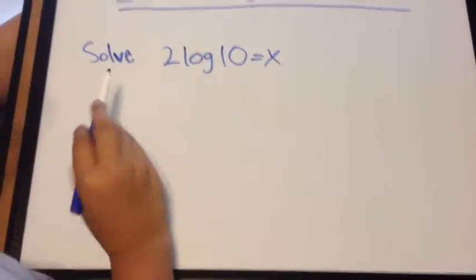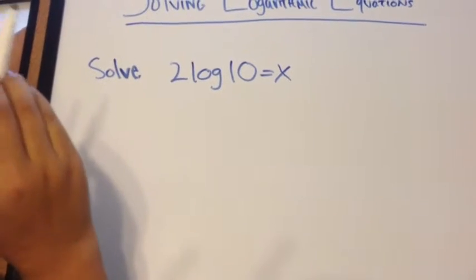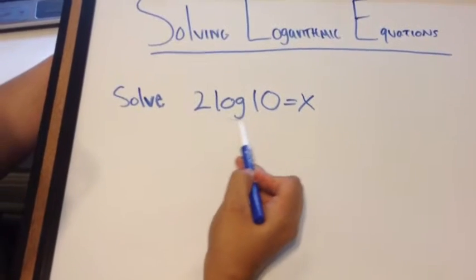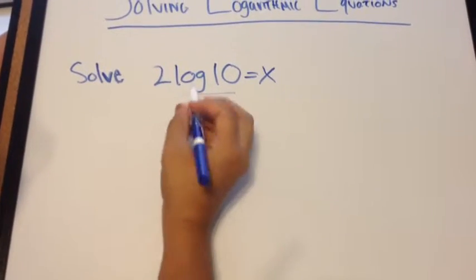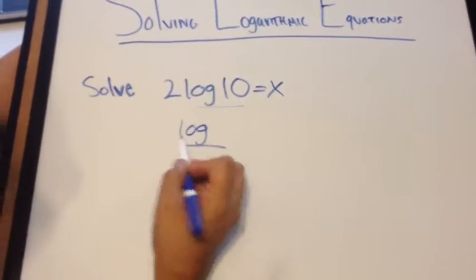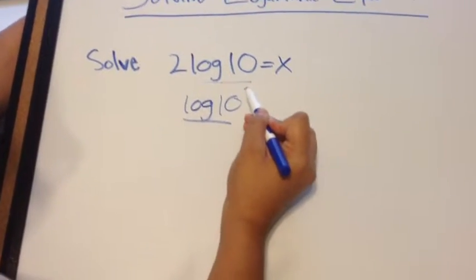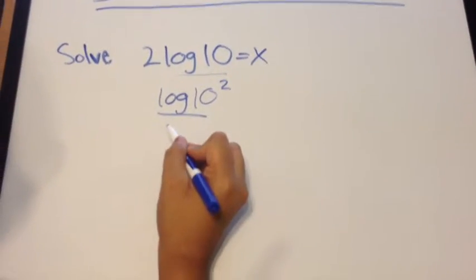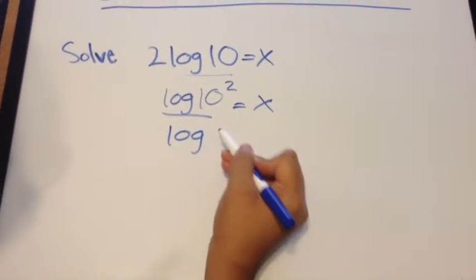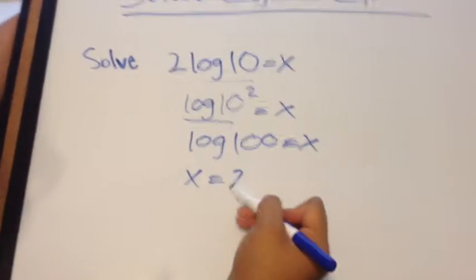Okay, so now we have this equation right here. And from property 5, the power rule, we learned if we have a coefficient in front of the log, then we can rewrite it as log base 10 of 10 to the power of 2, because when we have log like that, we assume it's log base 10. And so that equals x, and we can simplify that, so it would be log 100 equals x, and then x would be 2.